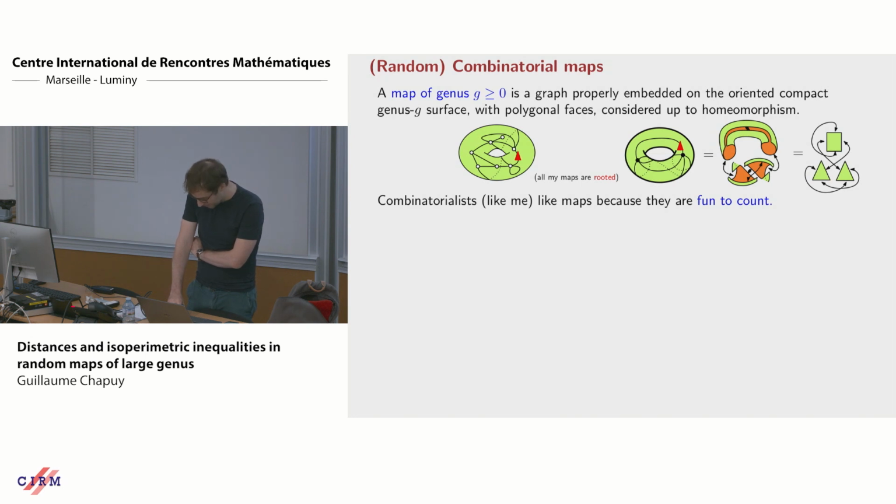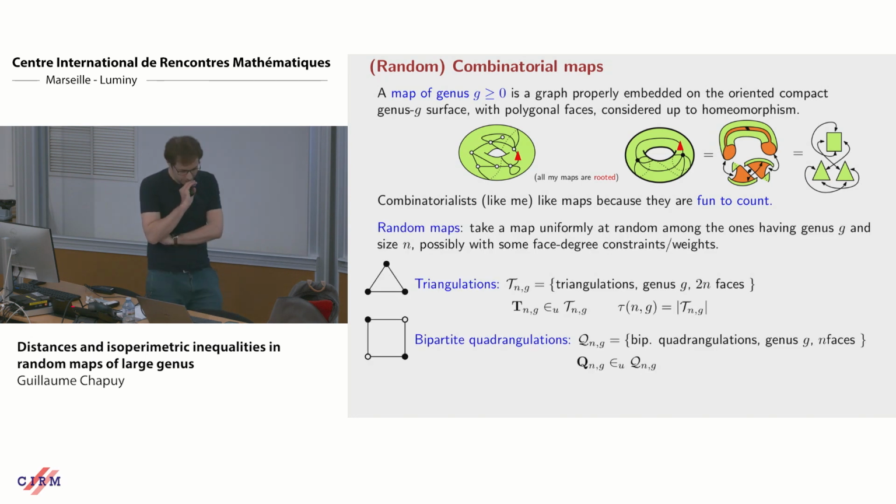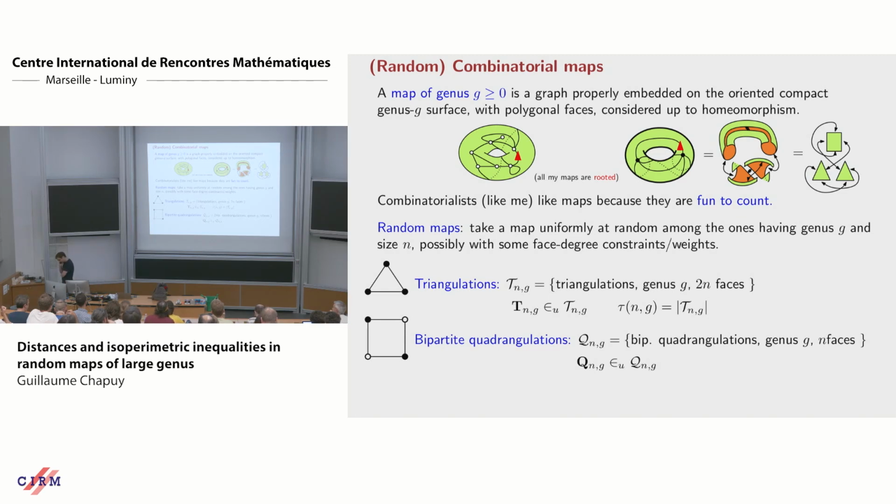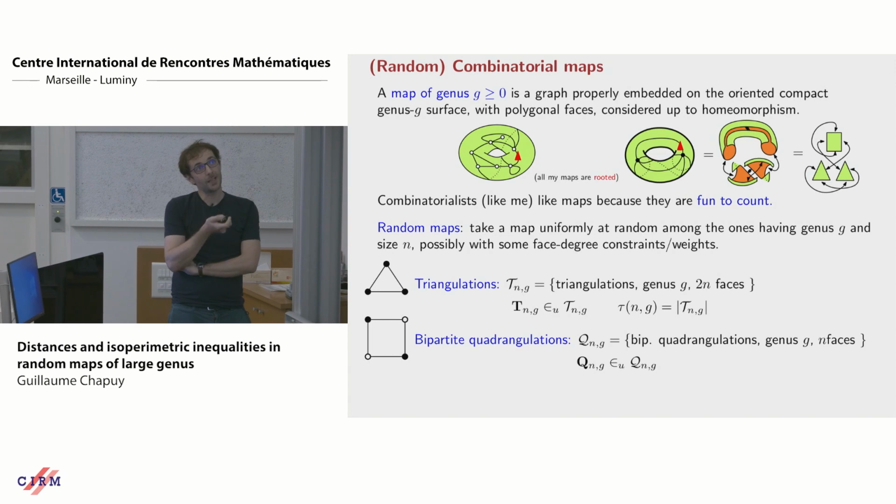Okay, so maps are fun to count, so some people do that, but here I will be interested in something closely related, which is random maps. What's a random map for me? I'm going to take a map uniformly at random among the finite set of maps having genus G and size n. And this will be a random map for me.